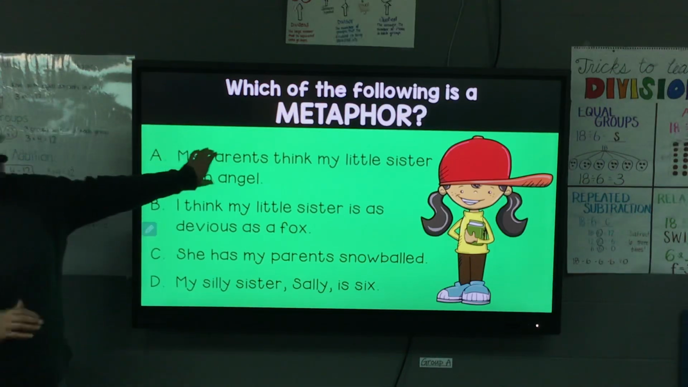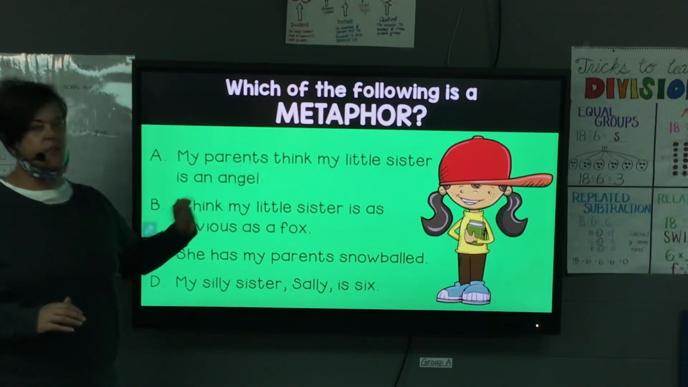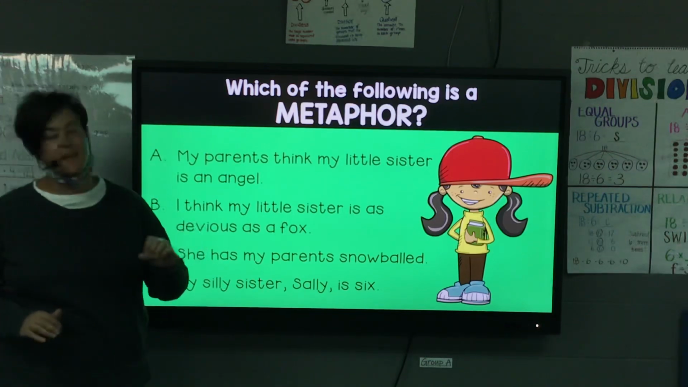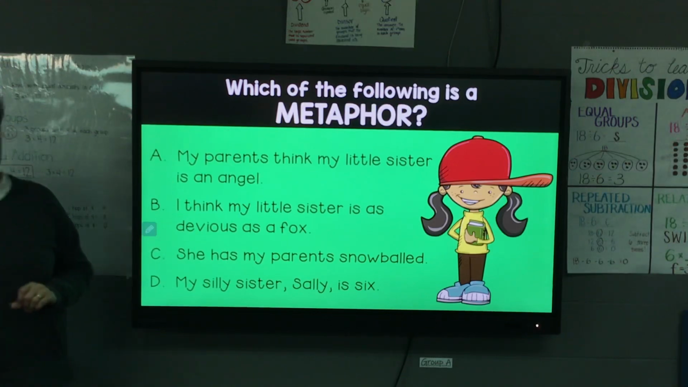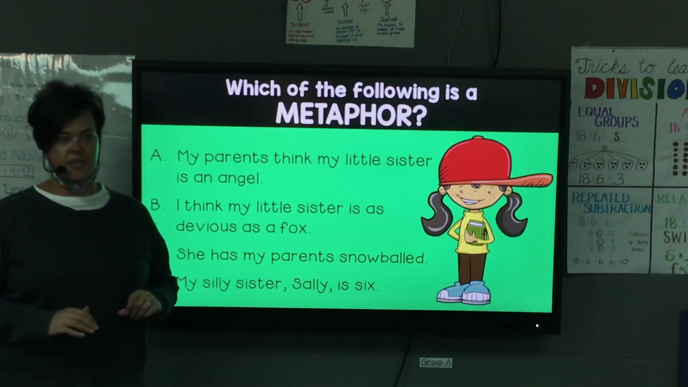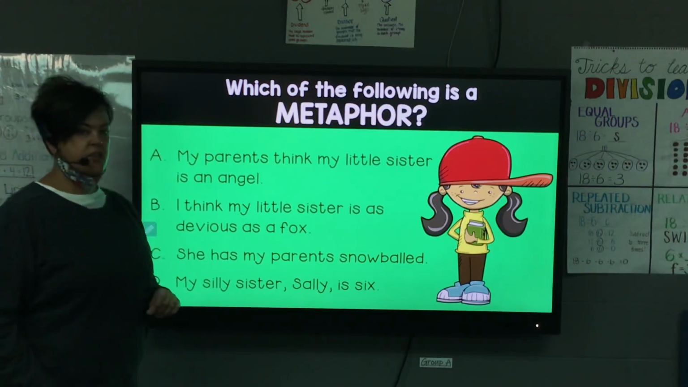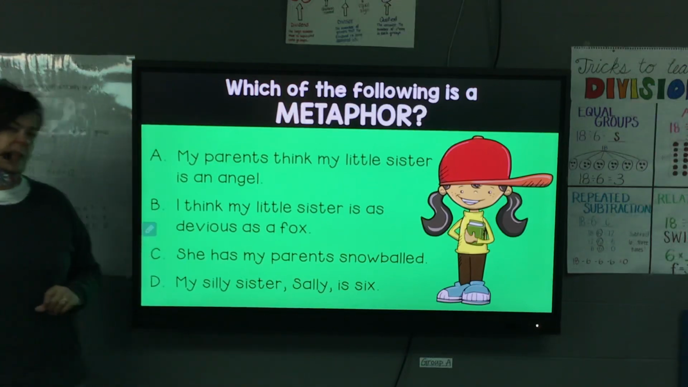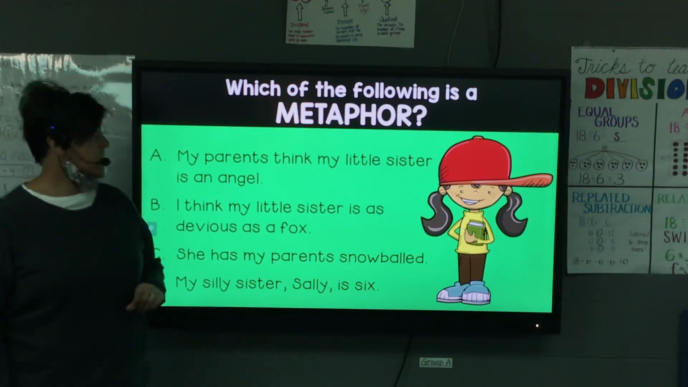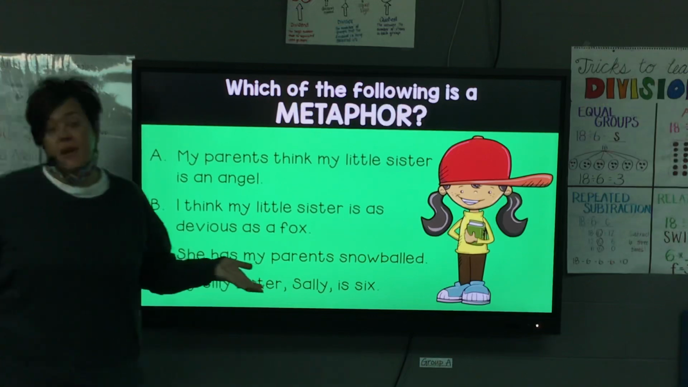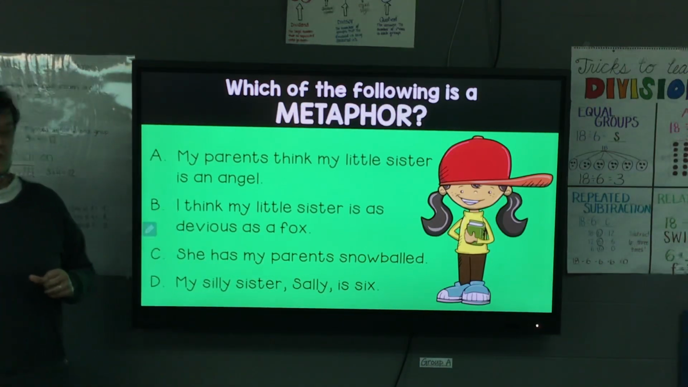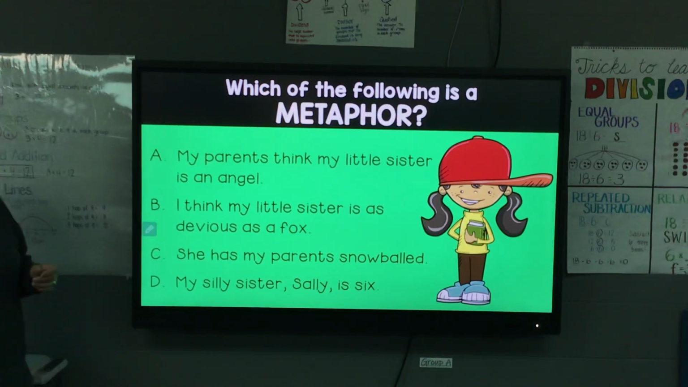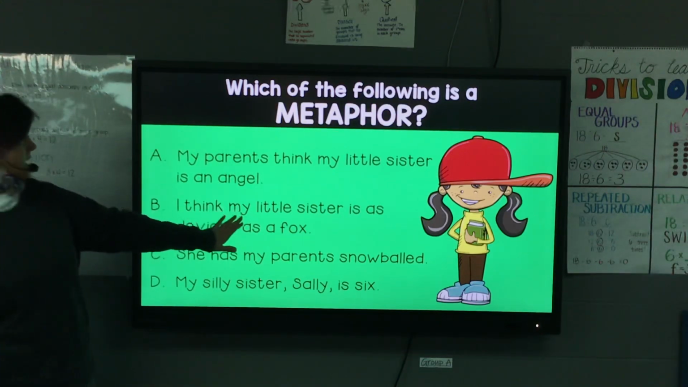Is anything being compared in this first one? My parents think my little sister is an angel. Some of you are saying no. Some of you are saying yes. What are you thinking, Jenny? In between. Okay. What do you think is being compared, maybe? The angel part and the little sister. Okay.